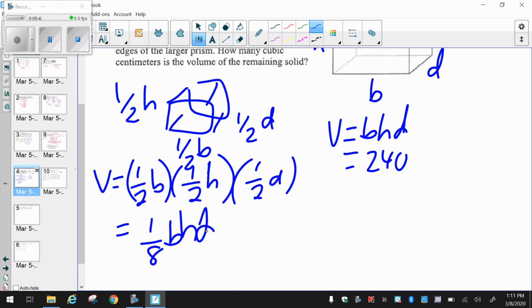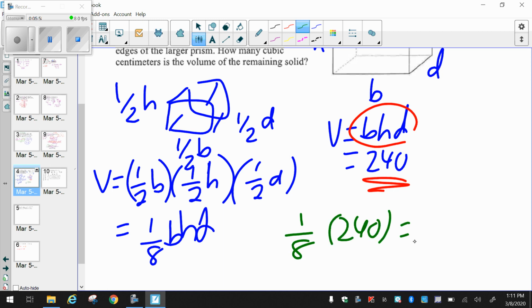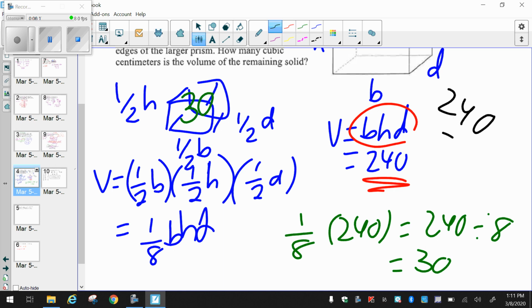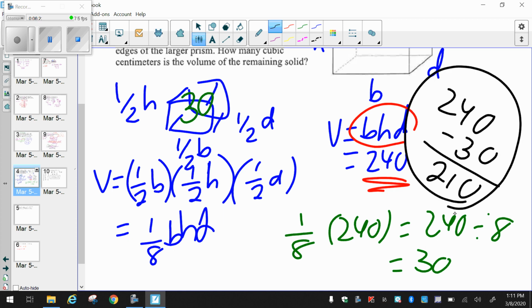Well, what was the base, the height, and the depth? The base, the height, and the depth was 240. So this smaller one then must be 1/8 of 240, which is really like saying 240 divided by 8. That's the same thing. When we do that, we get 30, which means this smaller piece that we cut out, we took away a volume of 30. So if the original was 240 and we took away 30, we are left with 210 for our answer.